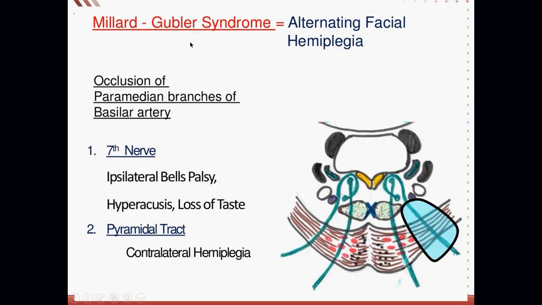And Millard-Gubler syndrome affects these parts of the pons. It occurs due to occlusion of the paramedian branches of the basilar artery. So it produces ipsilateral Bell's palsy, hyperacusis, and loss of taste. And when it involves the pyramidal tract, it produces contralateral hemiplegia.